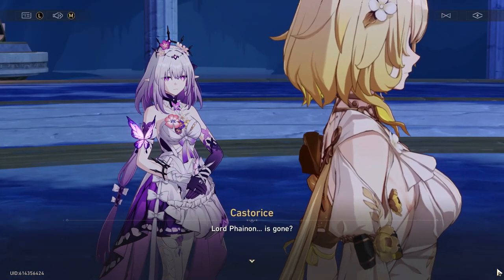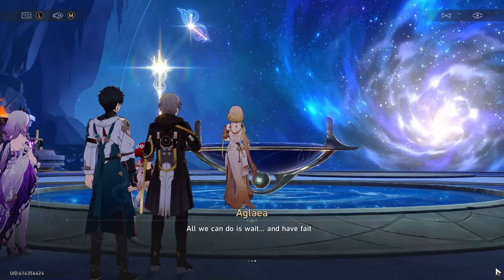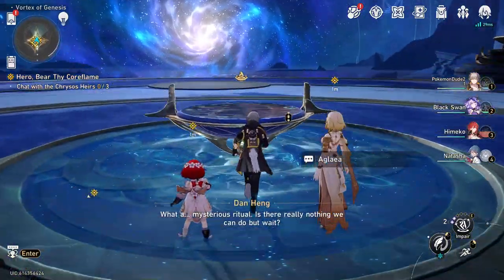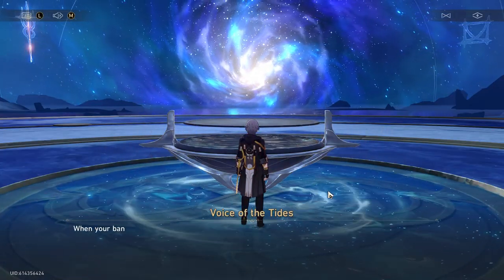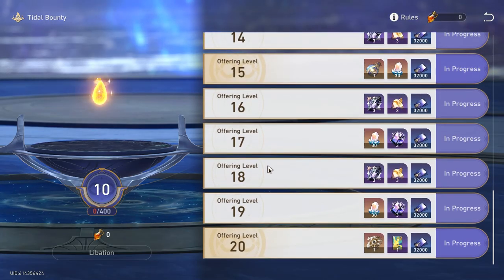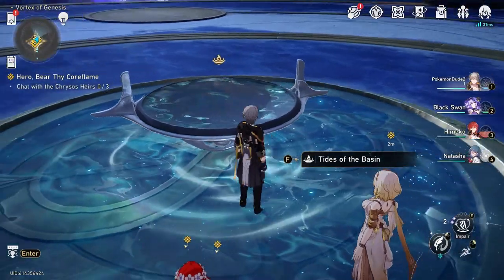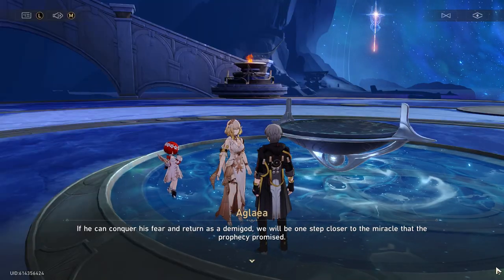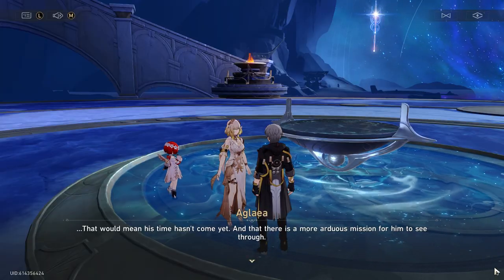Lord Phainon is gone? He has stepped onto the battlefield to fight a campaign that can only be won by him alone. All we can do is wait and have faith. The sea is right here. Phainon steers his own fate. If he can conquer his fear and return as a demigod, we will be one step closer to the miracle that the prophecy promised. That would mean his time hasn't come yet, and that there is a more arduous mission for him to see through.